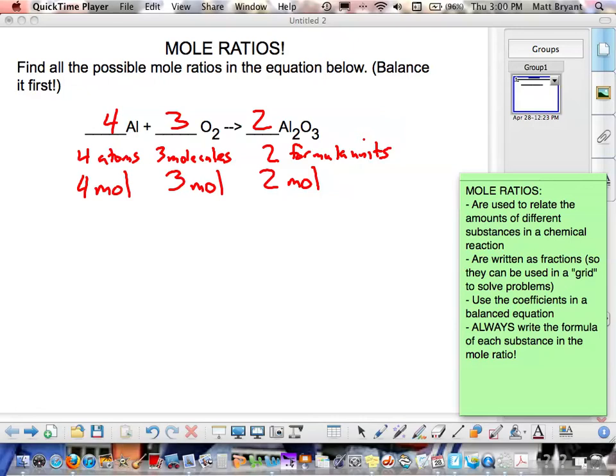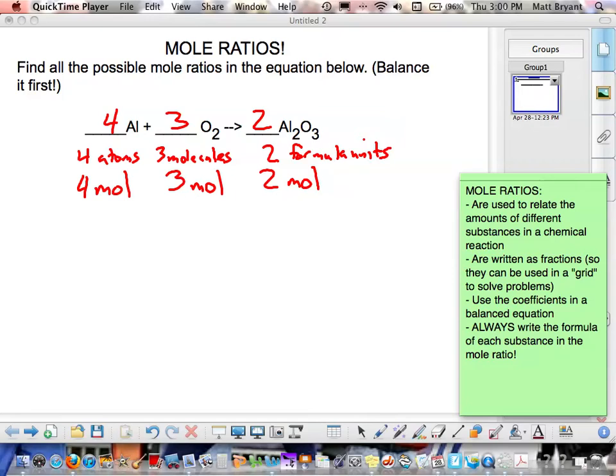So in this case, the units that we don't want, the units that we want to eliminate, are the moles of one particular substance, the substance that we're given in the beginning of the problem. And the thing we want to get is the moles of the other substance. So I'm just going to set up a series of mole ratios, because the question asks us to find all the possible mole ratios in the equation below. So we've balanced it.